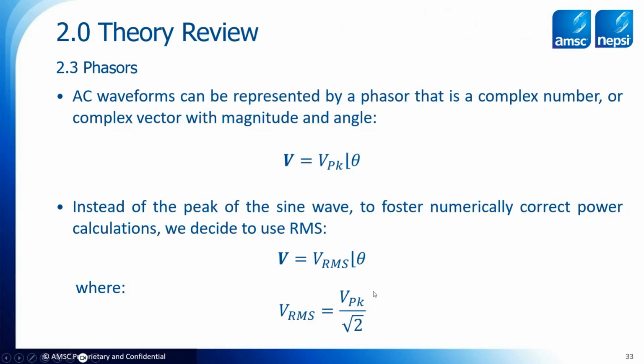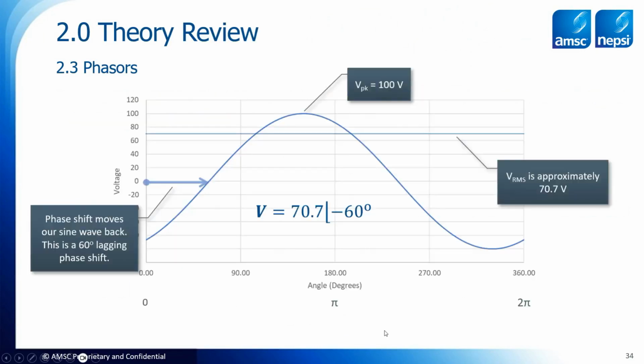As most of us know, RMS voltage is equal to the peak over the square root of 2. That would look like this. Here we have a vector with a magnitude of 70.7 RMS, which is 100 volts peak, and it's lagging 60 degrees, which shows that the waveform is back from the 0 point by 60 degrees. RMS is shown here at the 70.7 level, just to give you a reference point for how the RMS and the peak compare with each other.